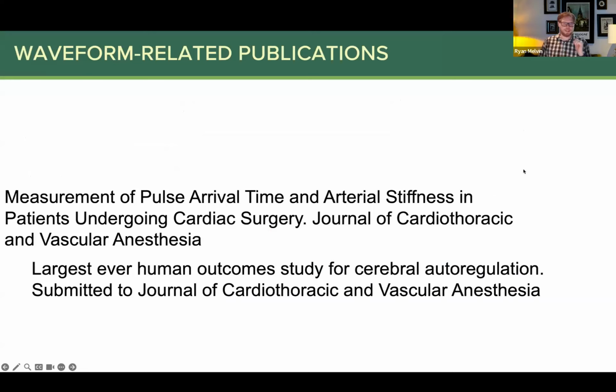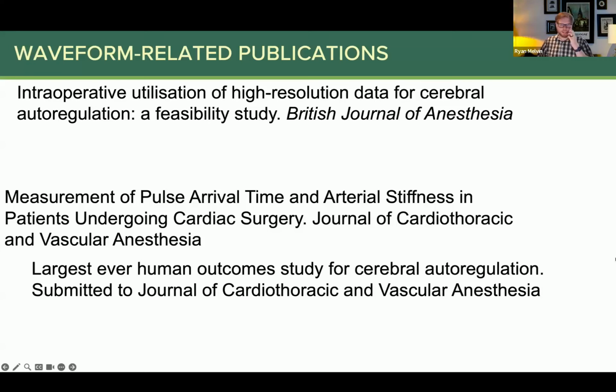From that, we think we can estimate things like how stiff your vascular system is, maybe a sign of vascular age. We just submitted the largest ever human outcome study for what's called cerebral autoregulation. This is whether your brain is getting enough oxygen, essentially, during surgery, and how we measure that for each individual patient and how the related values might change for each individual patient moment to moment. So this is a highly personalized medicine idea.